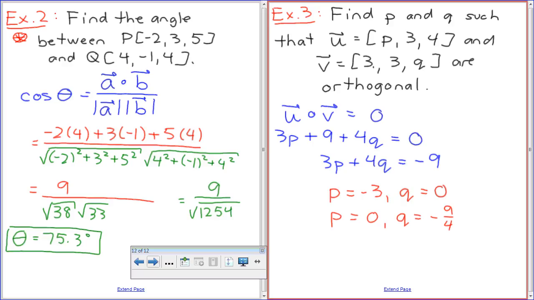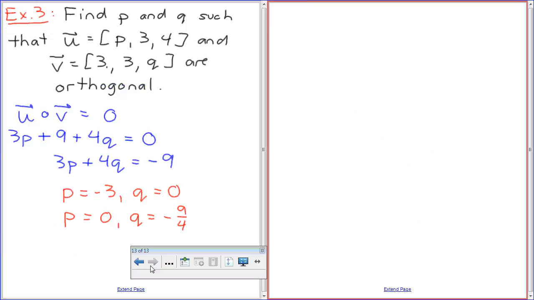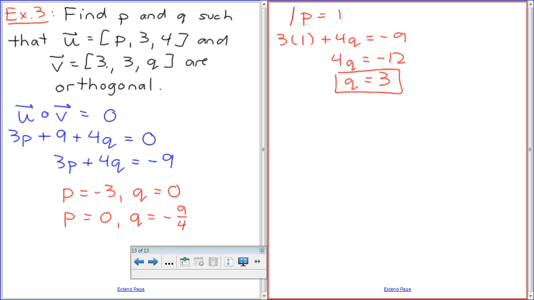Sorry, I thought you said negative 2.25 for a second. I said it negative. But you could basically just plug anything. So let's say I decided P equals 1. You just have to solve the equation then. Therefore, it's 3 times 1 plus 4Q equals negative 9. 4Q equals negative 12. Q equals 3. So there's another solution, right?